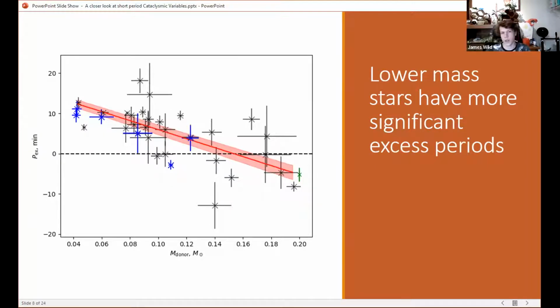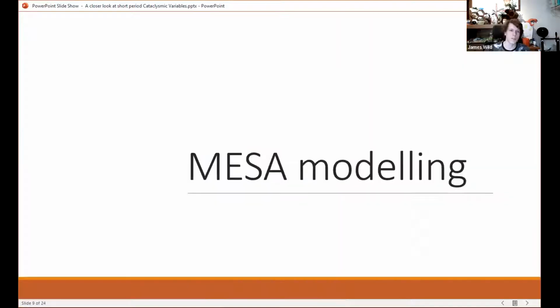And I should say that, as far as I can see anyway, there's no easy way to convert this plot directly into an empirical mass loss prescription. The relationship, I think, is too complex to be done after the fact. I think it'll depend on the history of the system. So we need to run some models. And that's where MESA comes in.